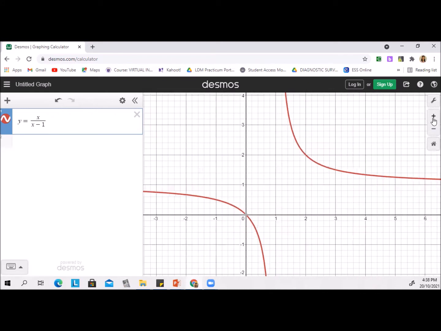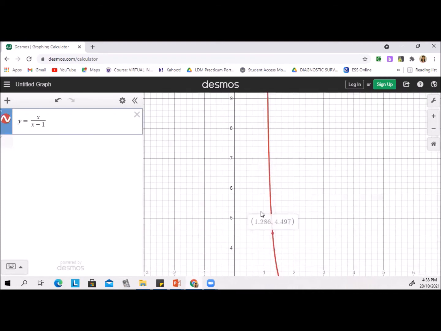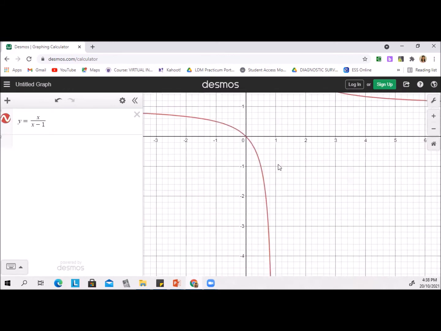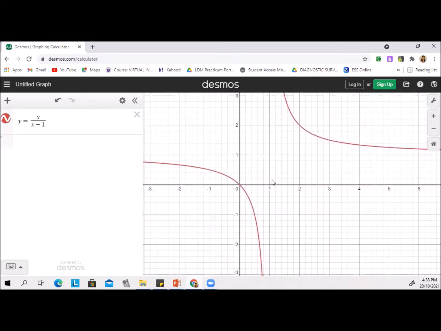So, kung mapapansin nyo, let's have a closer look. Ito yung addition, yung zoom in. Ito naman yung zoom out. Kung mapapansin nyo, kung itadrag natin pataas at pababa, hindi siya tumatama sa 1. Kaya ang domain natin kanina, hindi equal kay 1. Kasi nga mag-undefined siya doon.